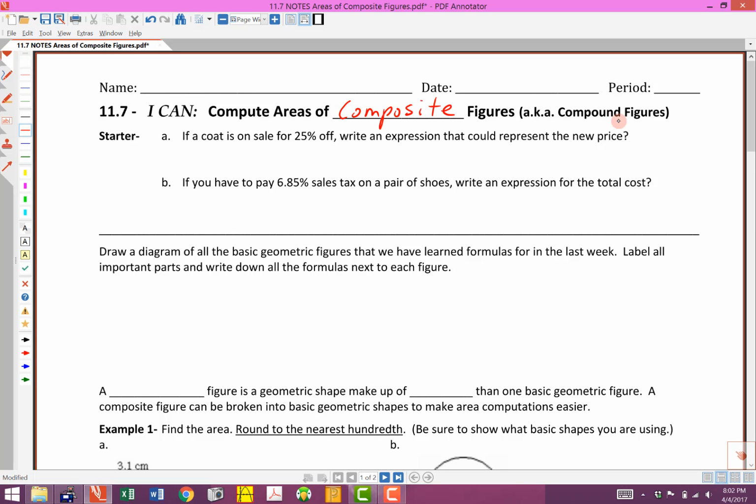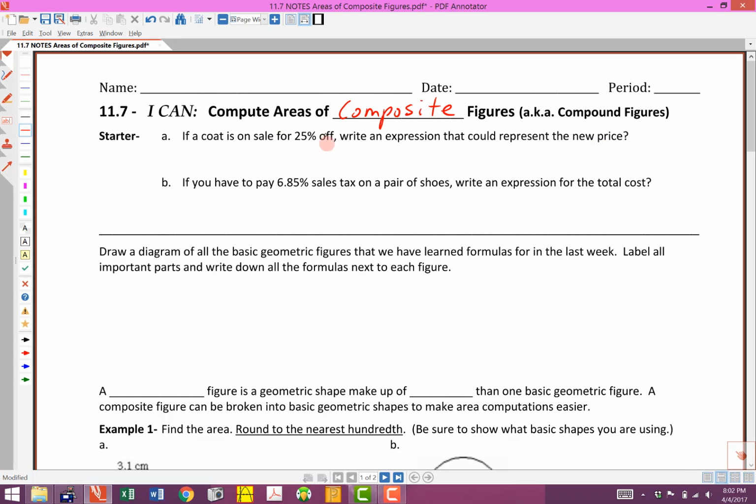We're going to start out with a couple of review questions. They don't really have anything to do with today's topic, but it's always good to keep yourself on your toes and know how to do these percent problems. The first one is about a coat. If a coat is on sale for 25% off, write an expression that could represent the new price.